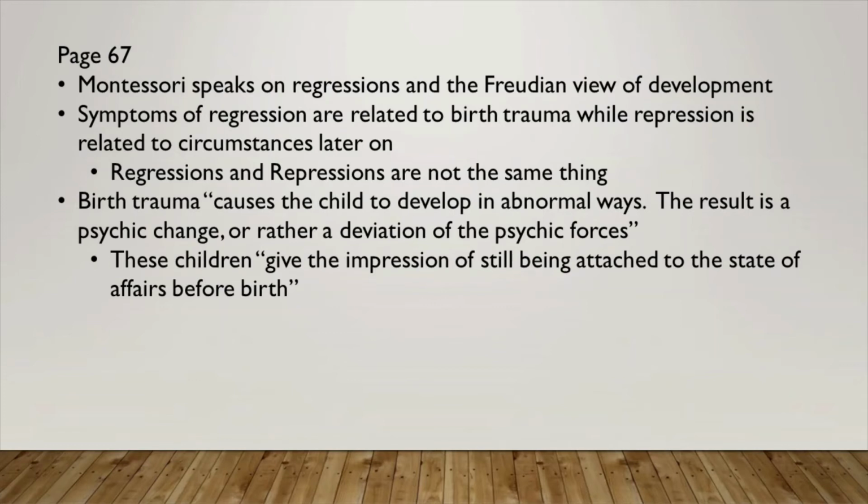And so she goes on to say birth trauma causes the child to develop in abnormal ways. The result is a psychic change, or rather a deviation of the psychic forces. And if you're going into AMI training, deviation is an important term that we'll use later when we talk about normalization, deviation, fugues, barriers, all that stuff. We'll get into all that good stuff later on. So if you're interested in the word deviation there, we'll come back to it later on. And she says, these children give the impression of still being attached to the state of affairs before birth.